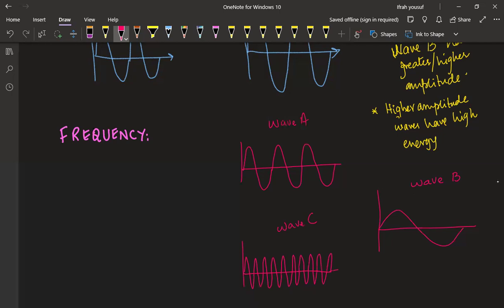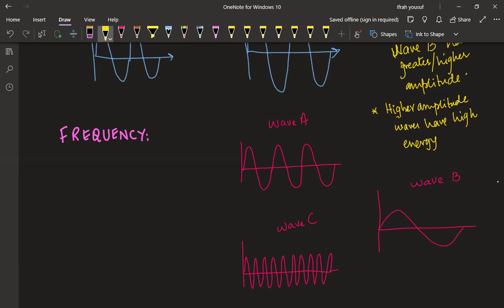Are you able to differentiate in the given waveforms? Is there no difference? Are they the same? No. Then C has the highest frequency. On the basis of frequency, we can differentiate in these given waveforms, right?